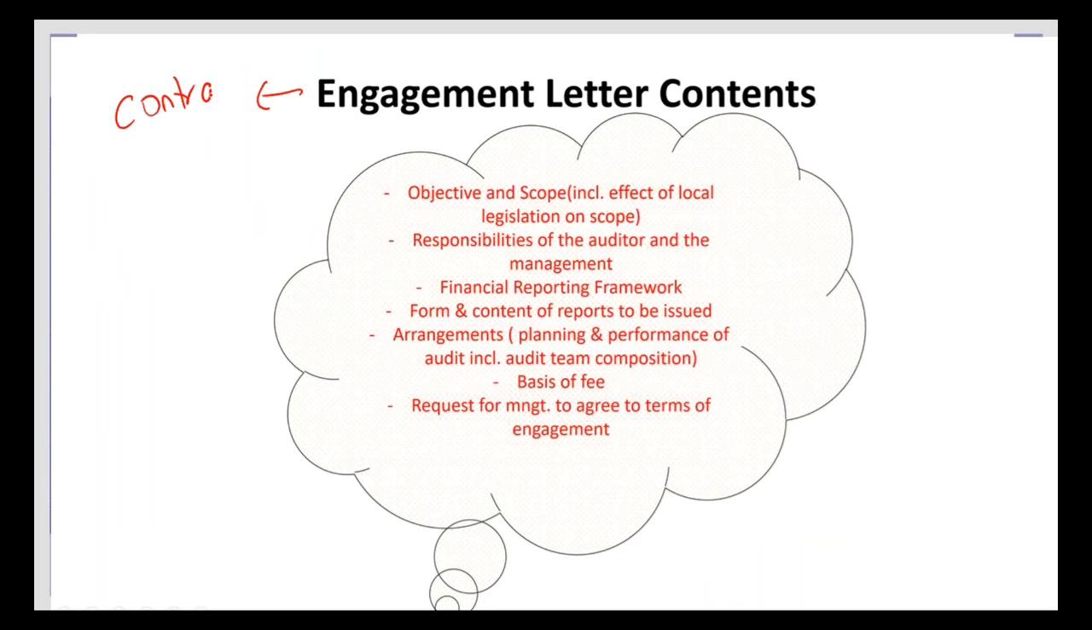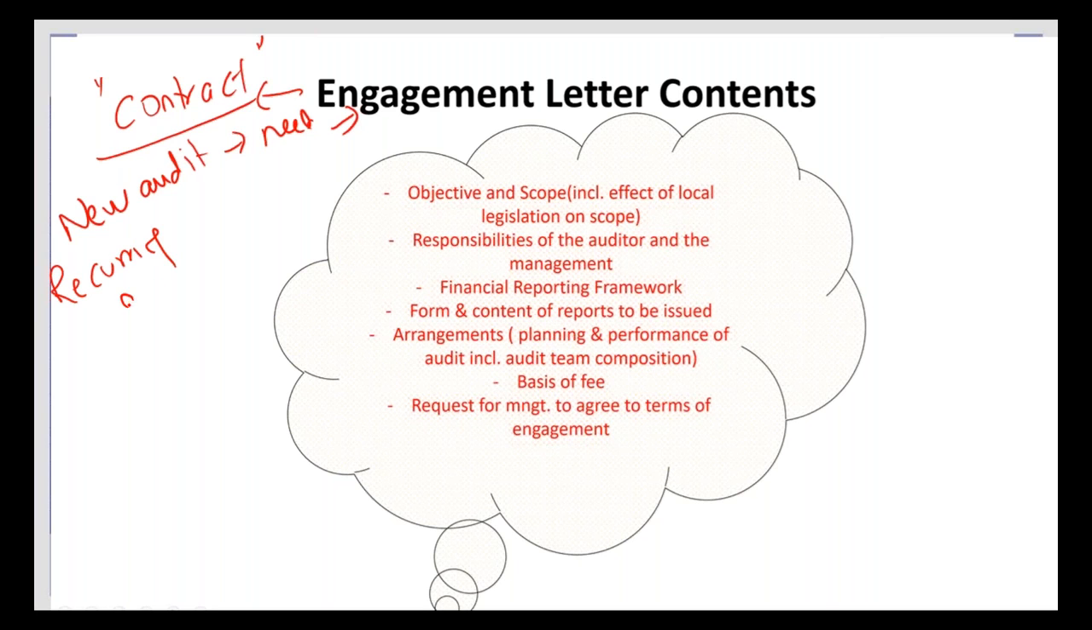Engagement letter is sort of the legal contract between the client and the auditors. A few things before we go on to the contents. Remember, if it's a new audit, you need to have an engagement letter. You cannot start your audit before an engagement letter. For recurring audits, meaning this is my 2nd or 3rd year as an auditor, you do not need a new engagement letter. However, you have to conduct a review to see if any changes to the existing engagement letter need to be made.